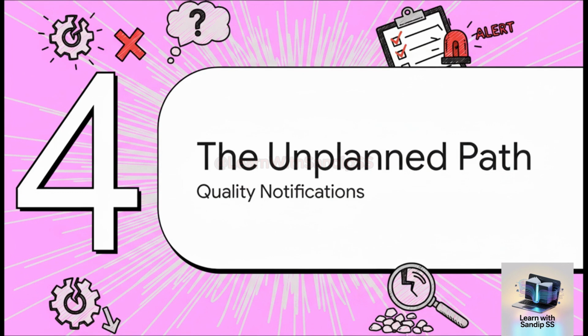Okay, but what happens when things don't go to plan? I mean, let's be real, that happens all the time. What if a defect is spotted on the production line, or a customer calls up and they're not happy? Well, that's where we pivot to the second path, reacting to the unexpected with something called quality notifications.